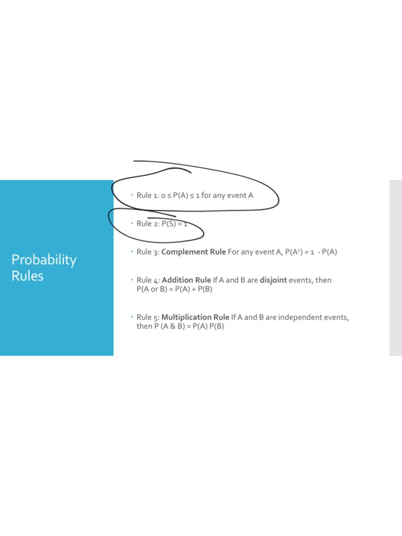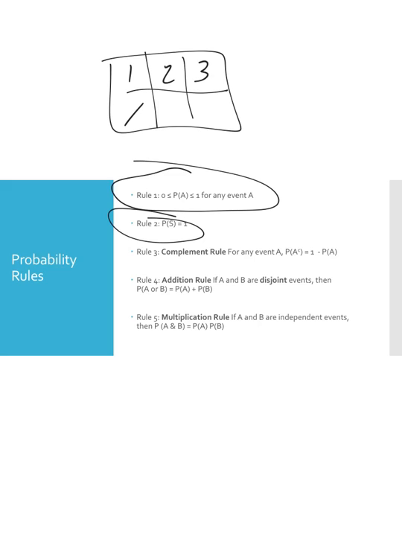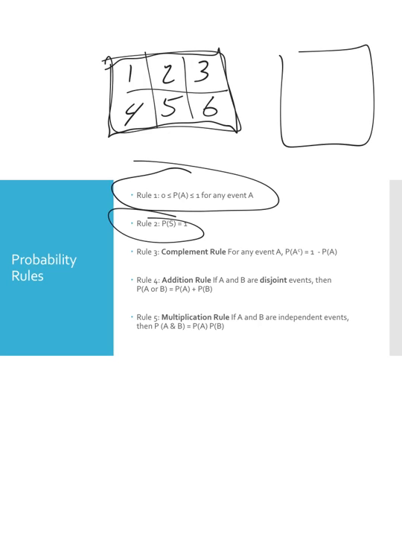This here, rule 2, probability that S equals 1, just means the entire sample space equals 1. If you think about when we roll a fair die, we know that it's going to be a 1, 2, 3, 4, 5, or 6, which means the whole sample space has a total probability of 100%. In the end, 100 out of 100 rolls will be one of those 6 values. And so the whole sample space is 1, just like heads, tails.